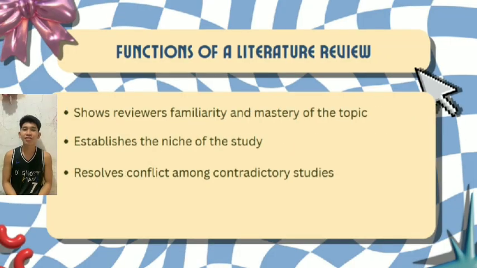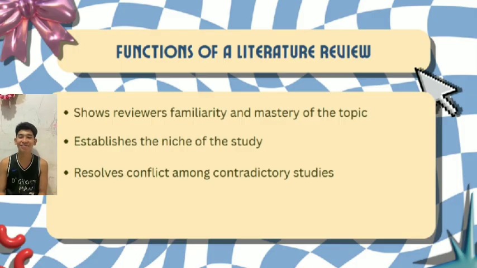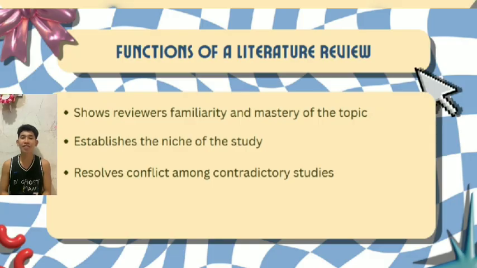Fourth bullet, shows reviewers' familiarity and mastery of the topic. A literature review is more than just a summary of past research. It is proof that the researcher has deep expertise in the field. Fifth bullet, establish the niche of the study. By establishing the niche of a study, situating it within existing research, identifying gaps, and demonstrating its unique contribution. Last bullet, resolve conflict among contradictory studies. It helps resolve conflicts among contradictory studies by analyzing methodology.